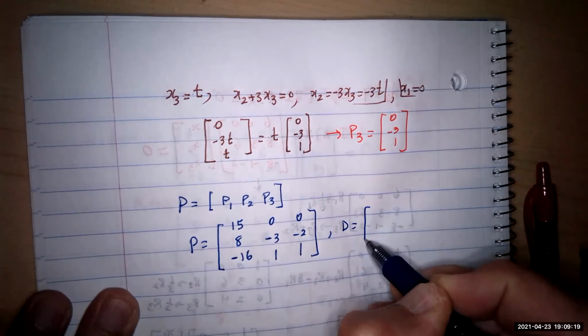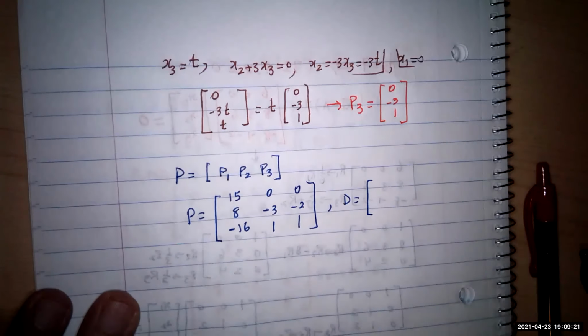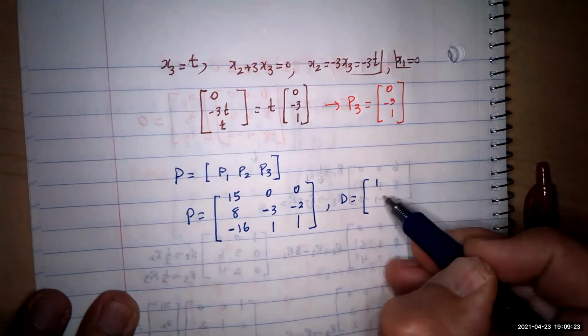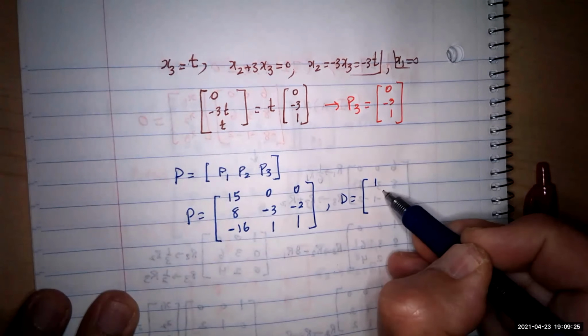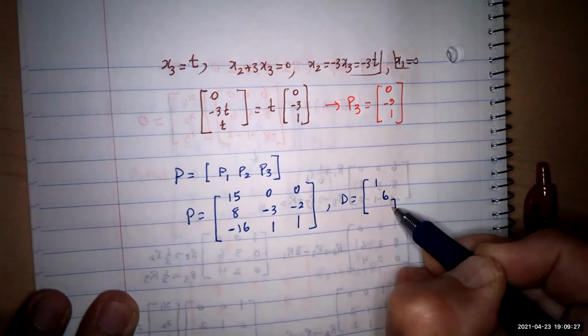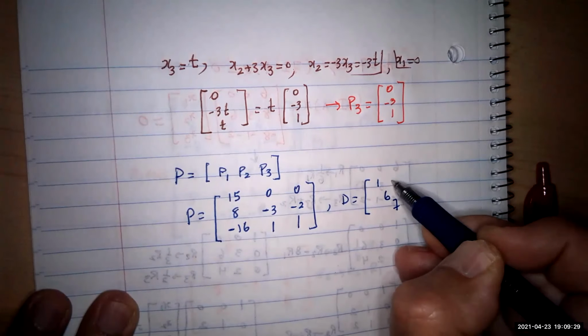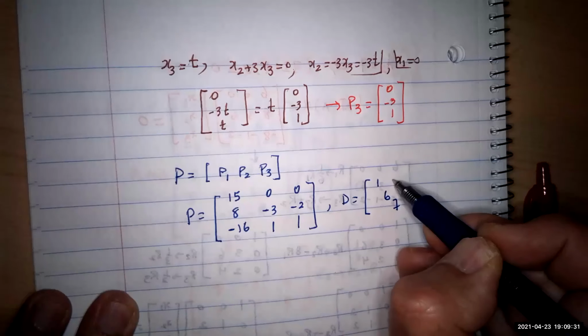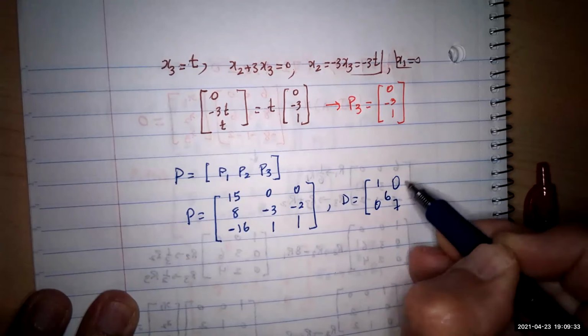Remember, it's a matrix whose diagonal entries are the eigenvalues: 1, 6, 7. Anywhere else is going to be 0. Remember, these are going to be 0, 0.